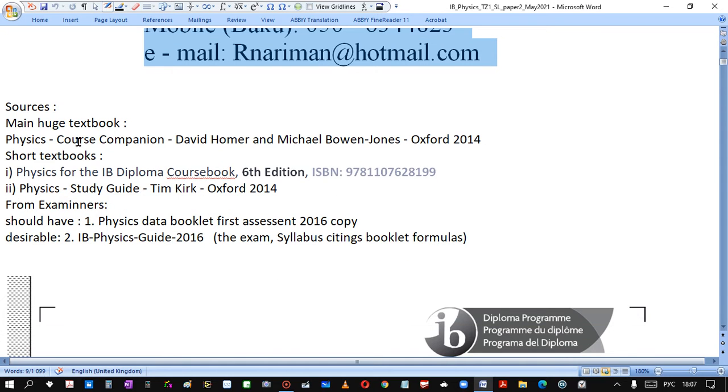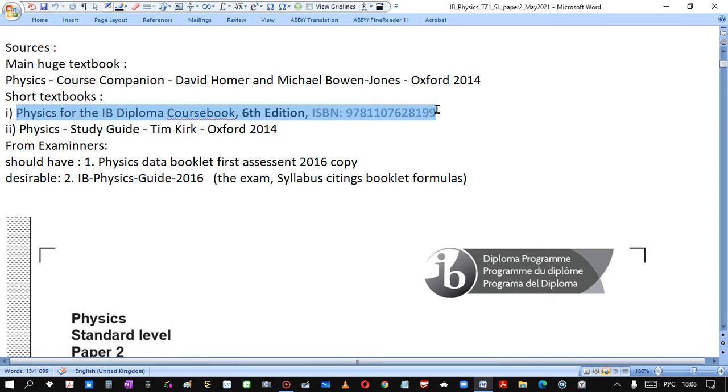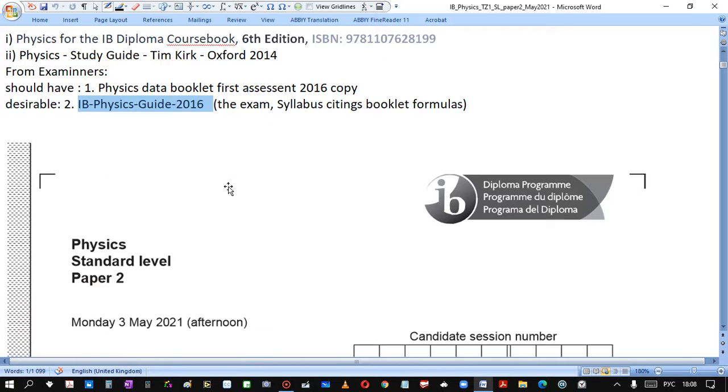To prepare for the exam you need the following sources. The main huge textbook from Oxford, the short textbook by Tsokos, or for revision and deeper understanding, the study guide by Tim Kirk. Even for this paper, from now on, you need the physics data booklet, first assessment 2016 copy, and I recommend you also look through the IB Physics Guide 2016.